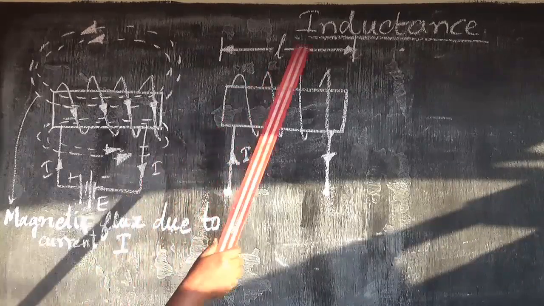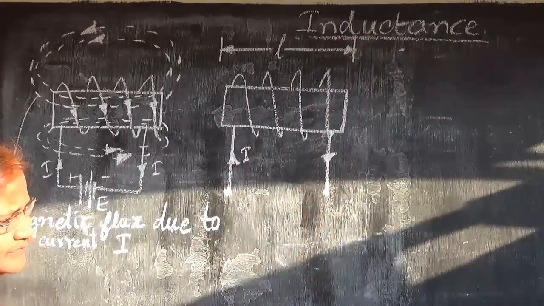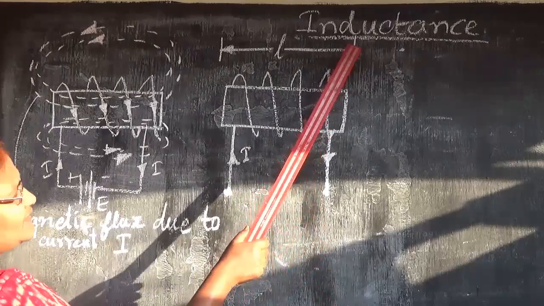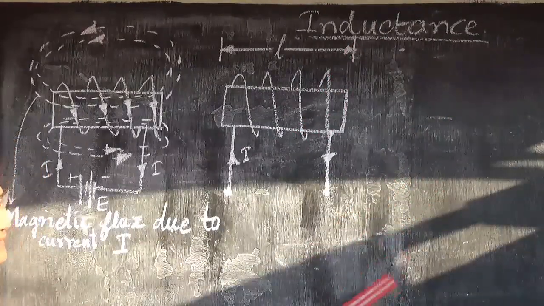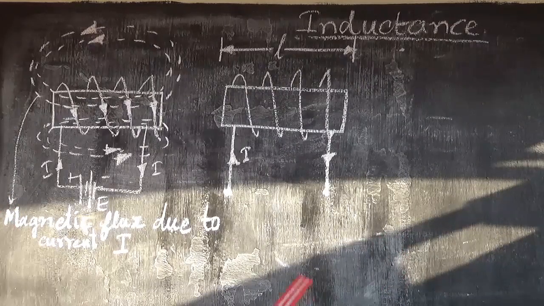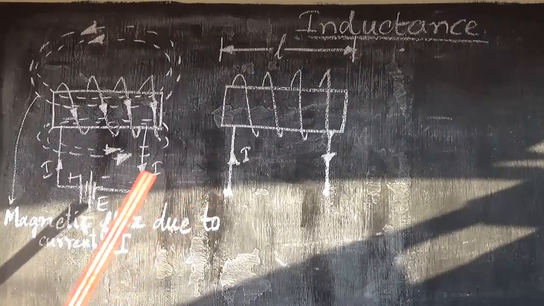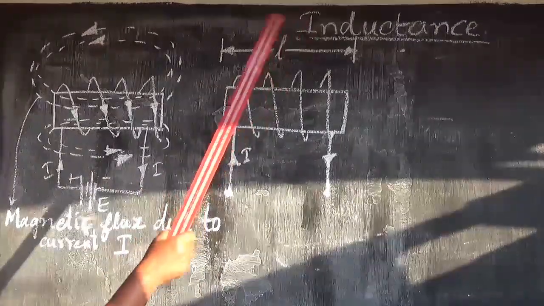So today's topic is inductance, and after this inductance we learn about the mutual inductance. With this, the chapter will be completed and we go for the third chapter from next class onwards. So here, what is inductance?